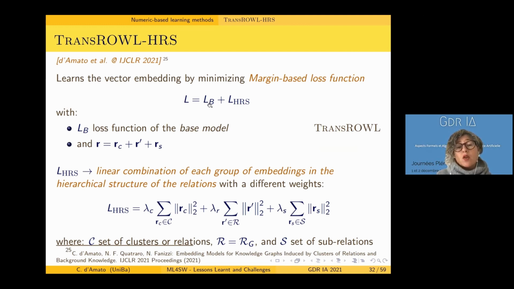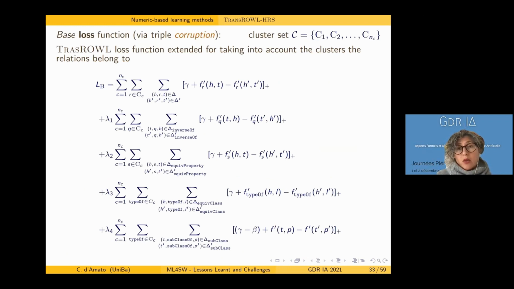As for the loss function of the base model, it also requires a bit of change, because now we need to take into account that besides the actual relationship, we also have clusters of relations, which requires adding this summation here for considering the different relationships, each one in the corresponding clusters.